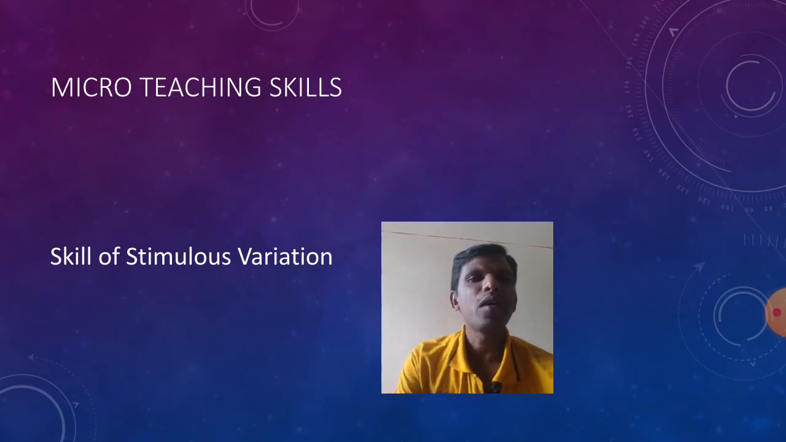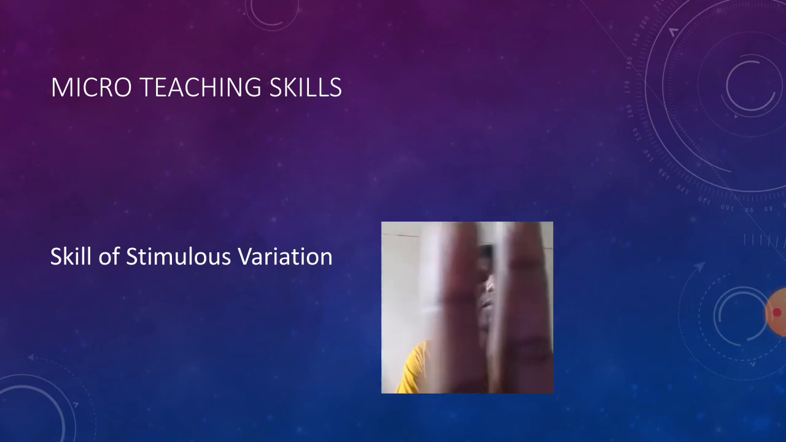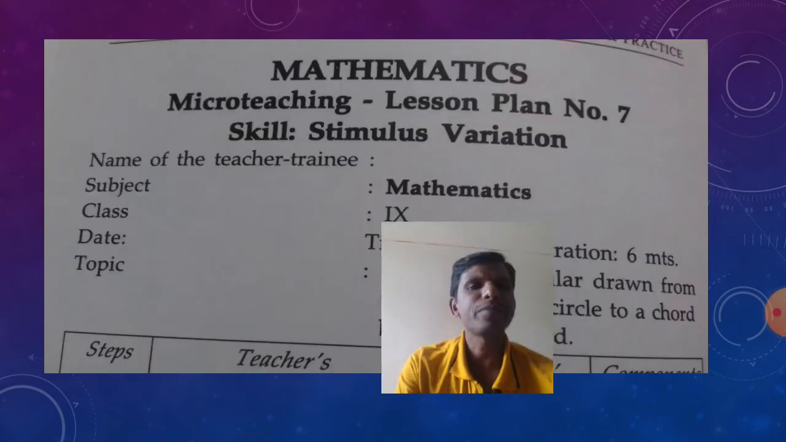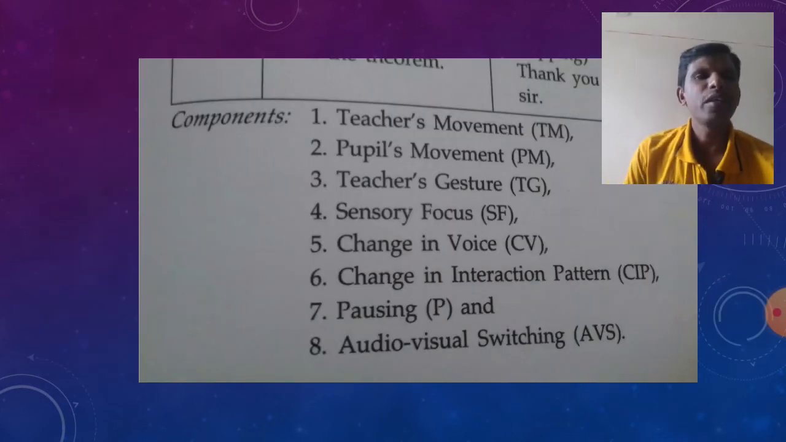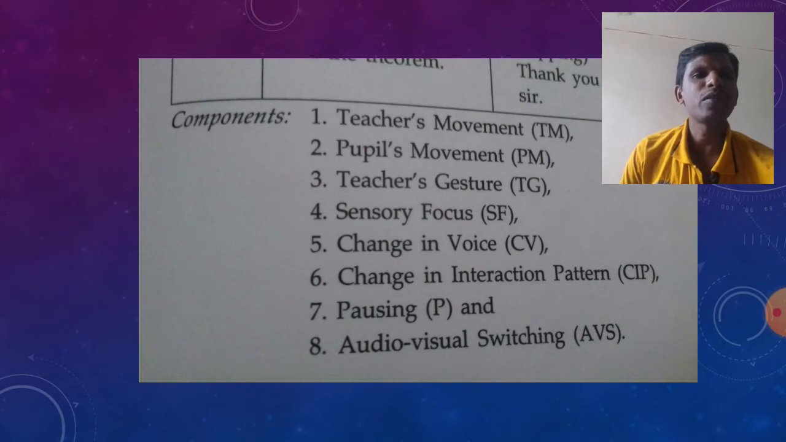So what are the components of this micro teaching skill? We will see the components of the skill of stimulus variation. The most important components of the skill of stimulus variation are 8. Look at them. The first one is teacher's movement, that is TM.